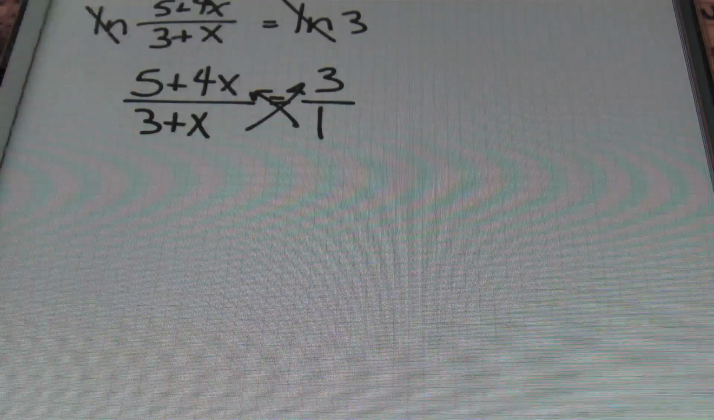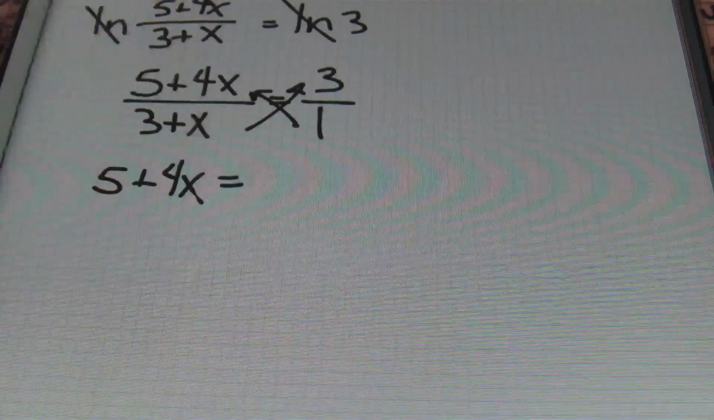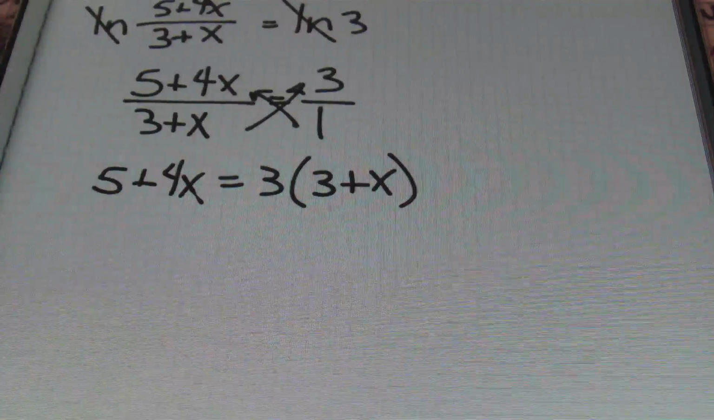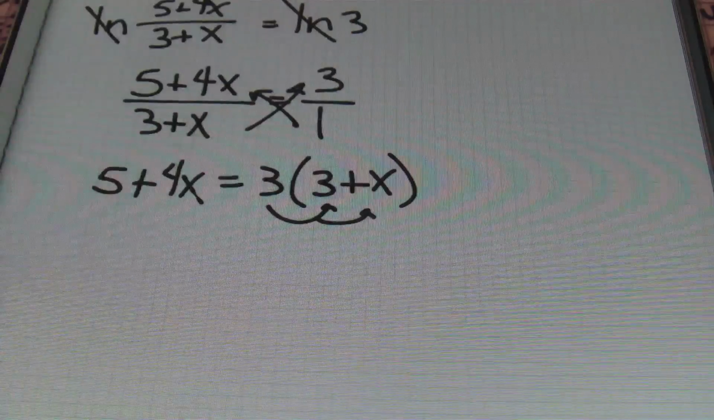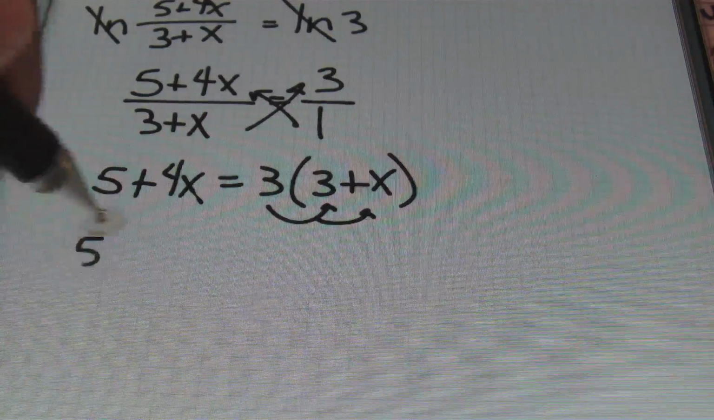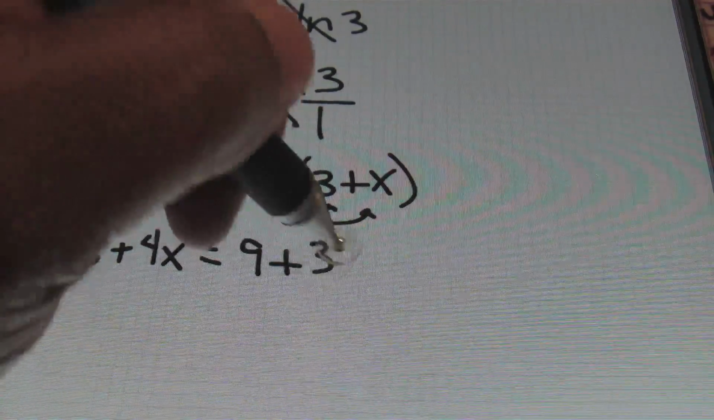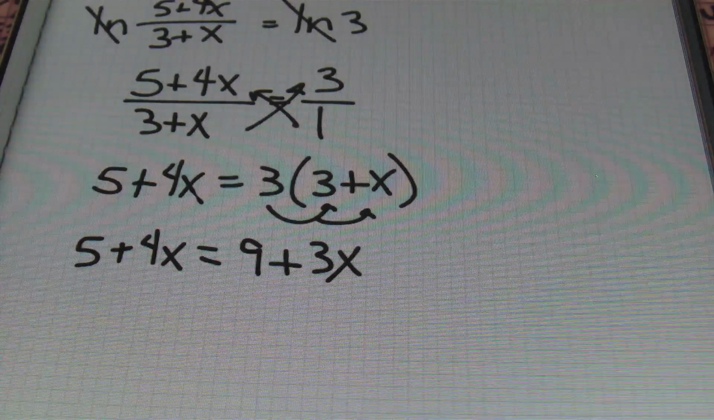So we'll have 1 times 5 plus 4x, which is 5 plus 4x, and we'll have 3 times the quantity of 3 plus x. Going ahead and distributing on the right side, I got my arrows popping. So I have 5 plus 4x equals 9 plus 3x. From there, you're going to go ahead and solve for your variable.